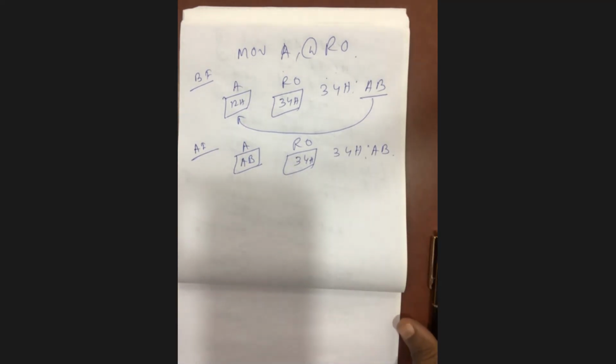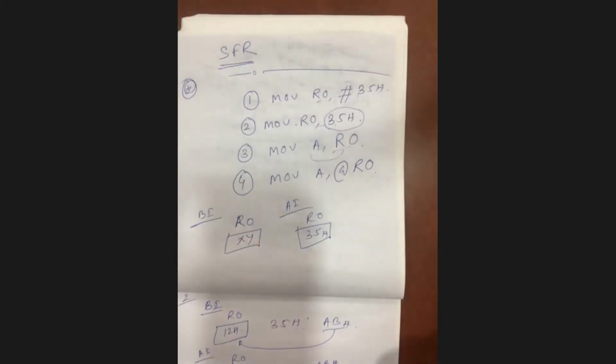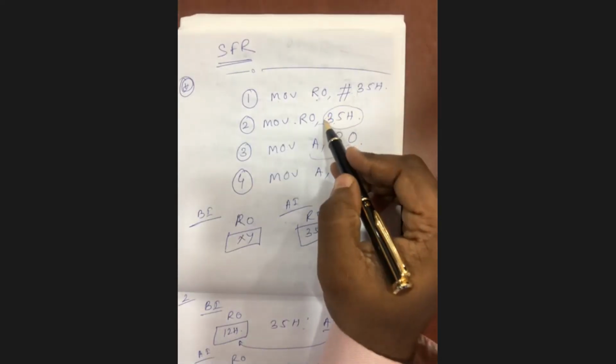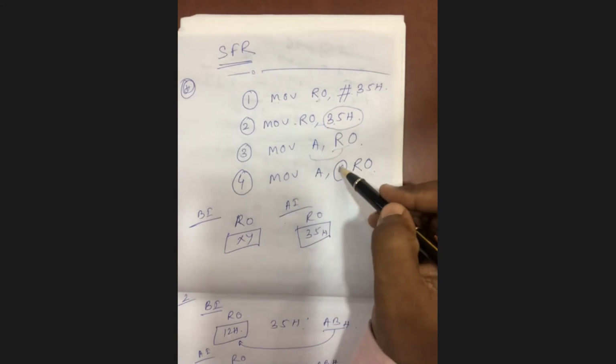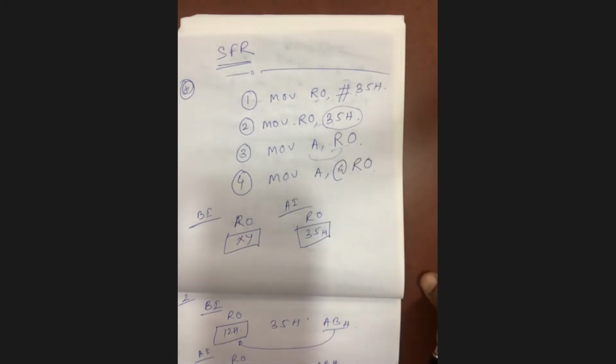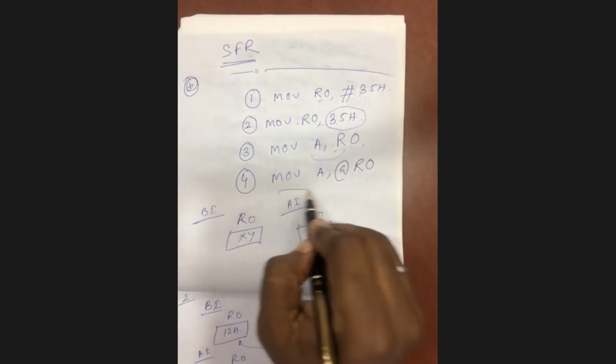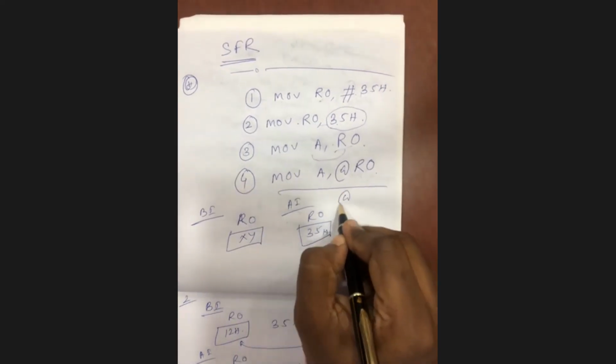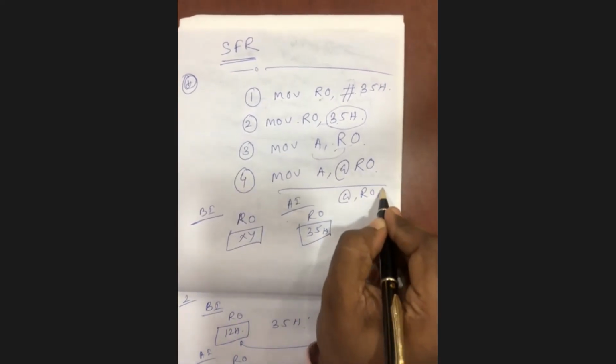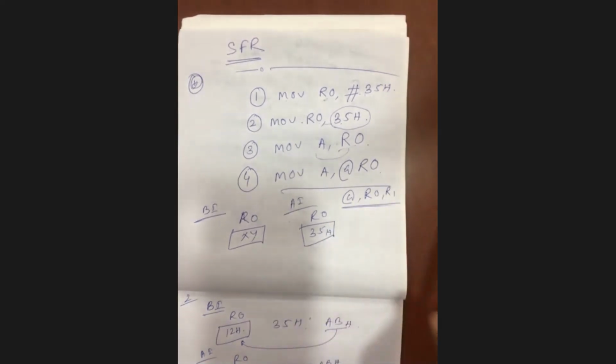So you can distinguish between all the 4 instructions. There are certain differences: hash, without hash; at the rate of, without at the rate of. Remember, these instructions with at the rate of support only R0 and R1. They do not support R2; at the rate of R2 and at the rate of R3 are not possible. Only R0 and R1 are possible. Is it clear?